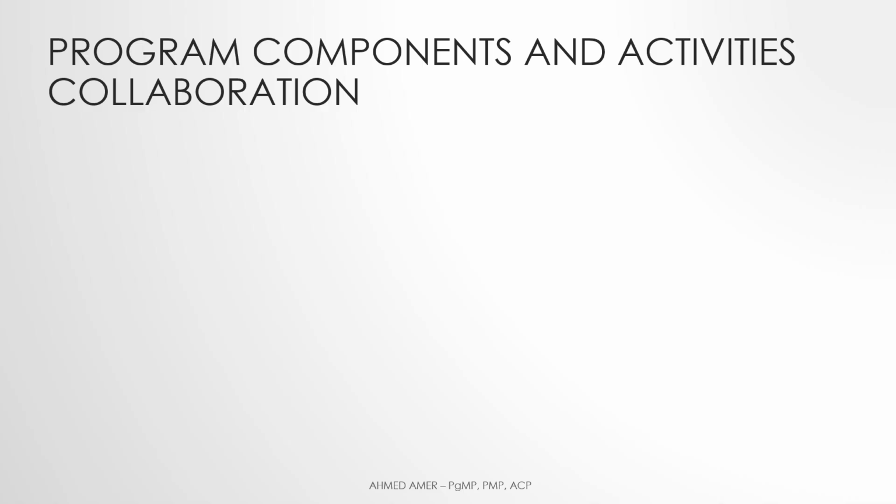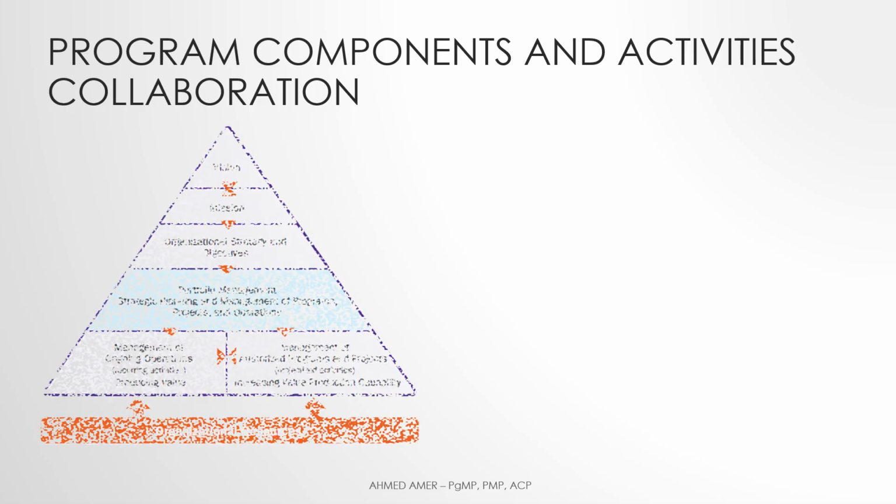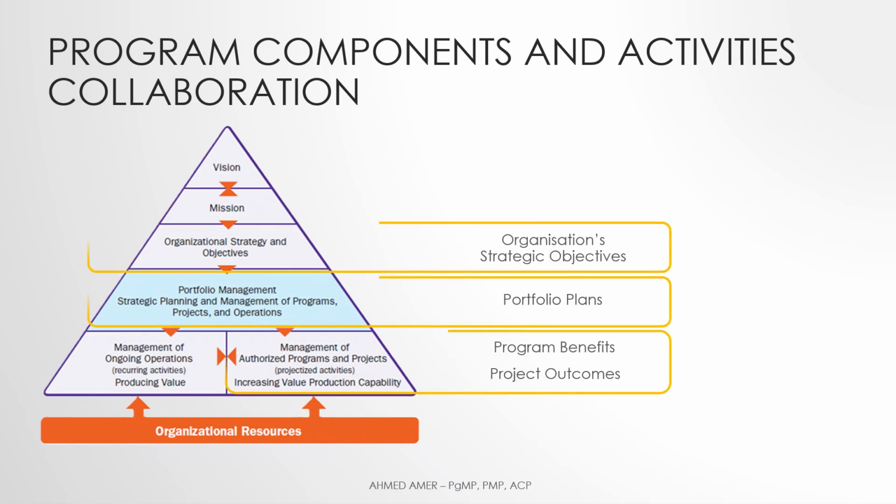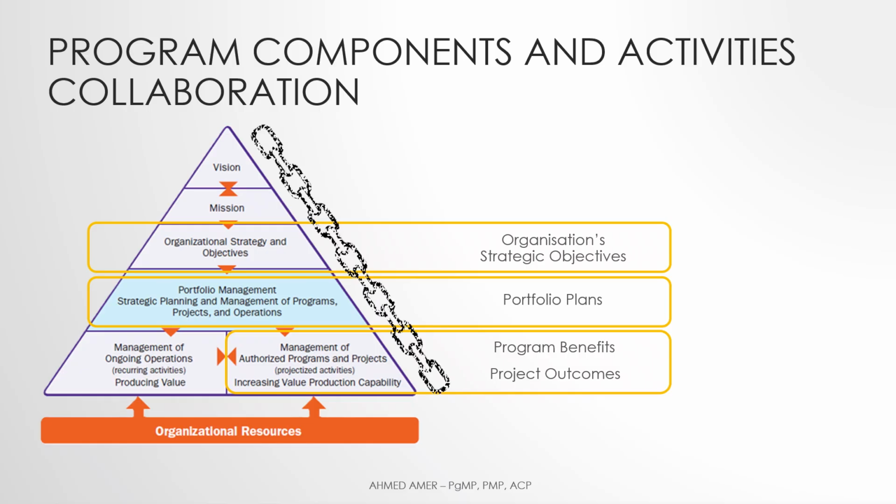Now we move to the last section under the collaboration performance domain, program components and activities collaboration. Let's remind ourselves that the program's expected benefits and outcomes must align with the organization's strategic objectives and the portfolio's plans. I am trying to put this on the figure that we shared 2 slides back to make sure it is easier to visualize. This alignment creates a collaboration chain that links organizational goals to program deliverables and outcomes.